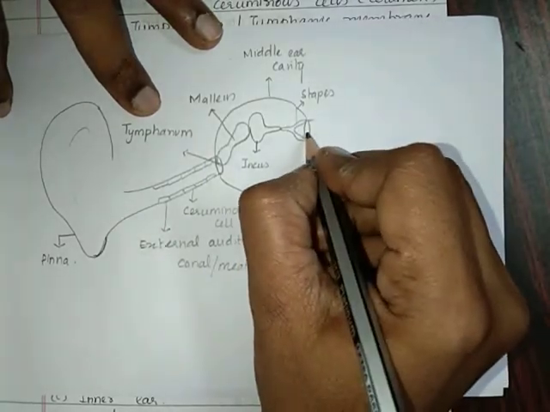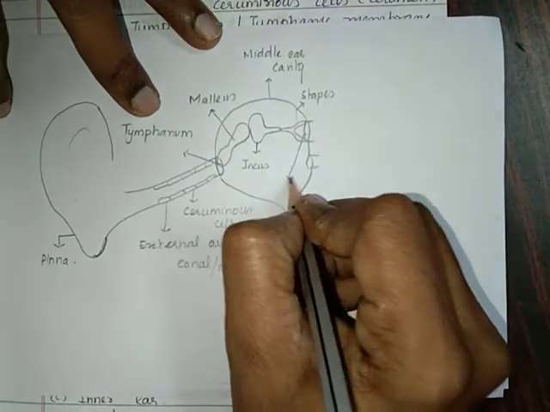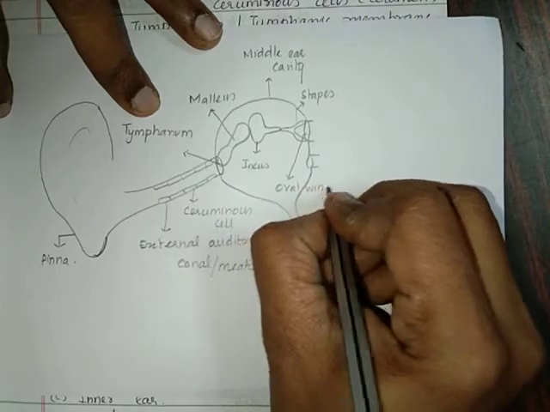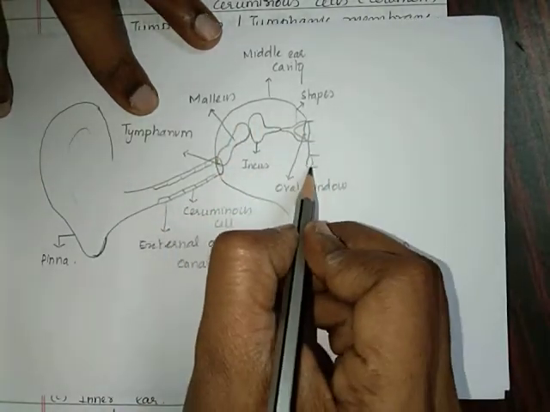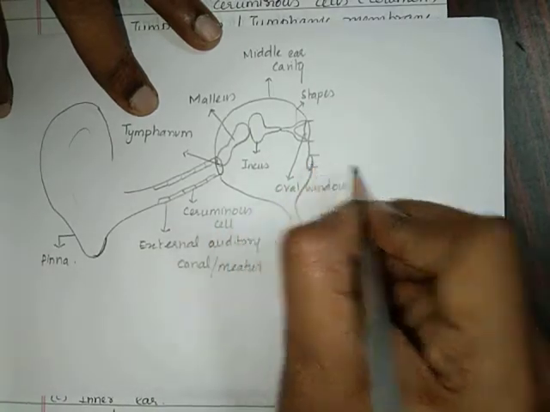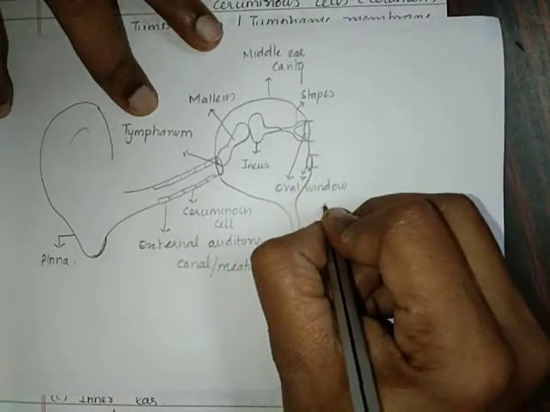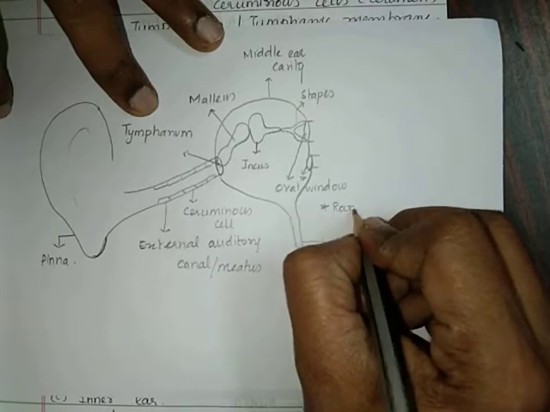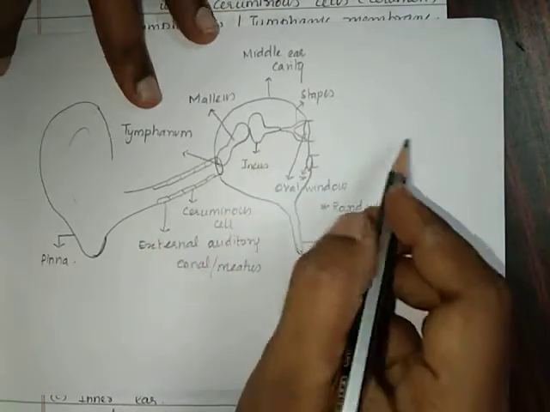The inner ear is connected directly at the place called the oval window. And the middle ear cavity has another connection with the inner ear at the round window. So this portion I am marking with a star, and I am writing it here so that there is no confusion. This is called the round window. So it is connected to the inner ear.